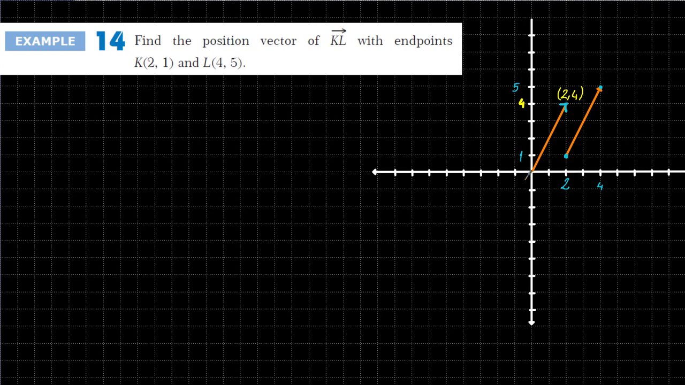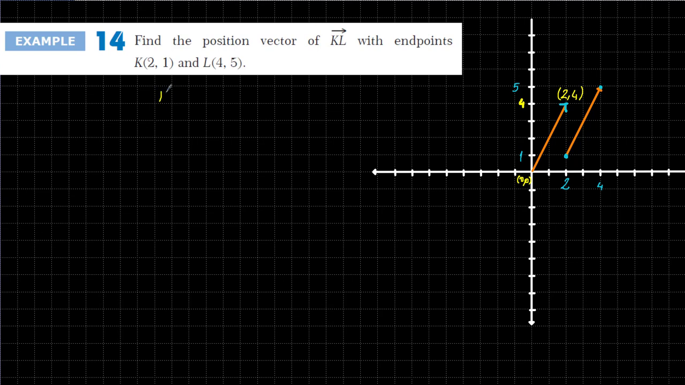By the way, here the origin is 0, 0. That's why 2 minus 0, 4 minus 0. Also, we can understand it with the formula: 4 minus 2 and 5 minus 1. How does it make 2 and 4? 2 and 4. It is the same for the position vector.